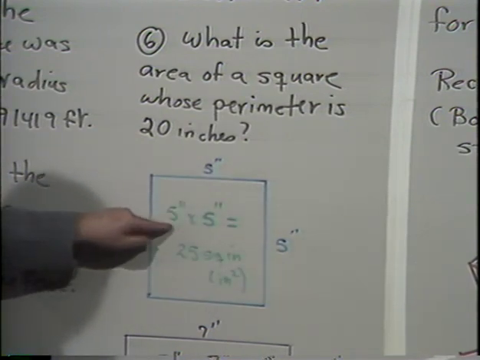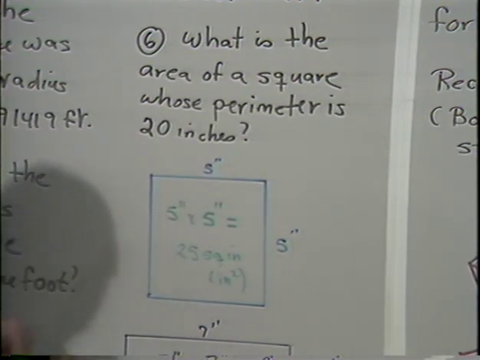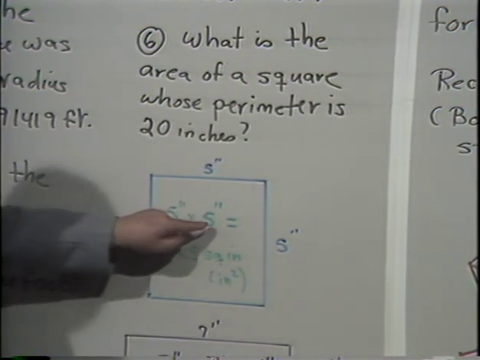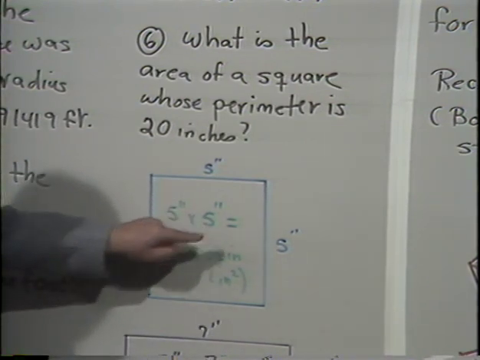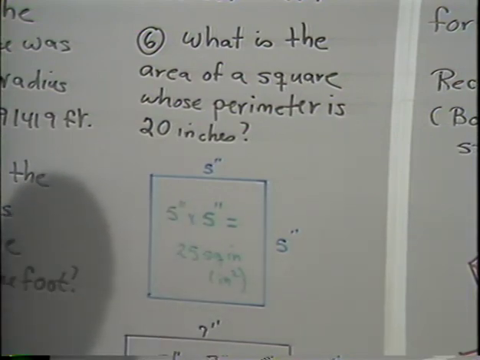And if I have 5 inches by 5 inches, that's going to be what? 25 square inches inside here. See, 5 inches times 5 inches. 5 times 5 is 25. Inches times inches is square inches.